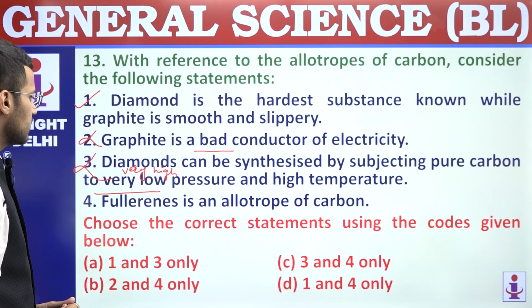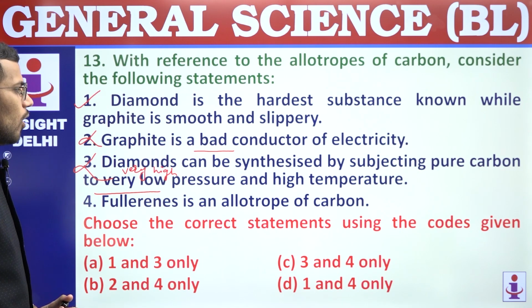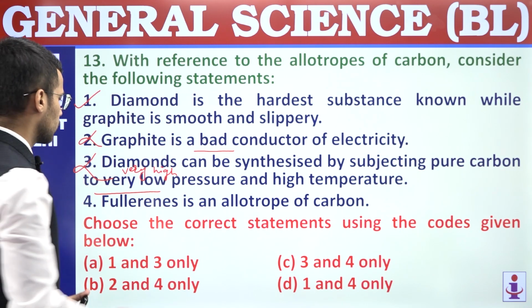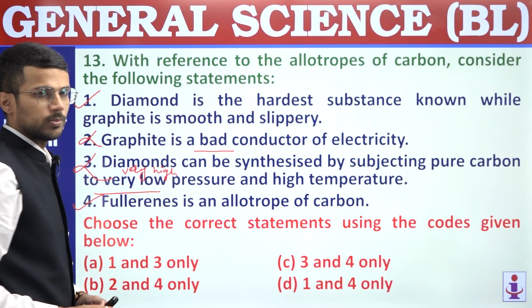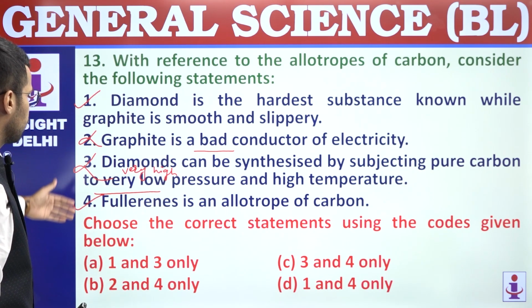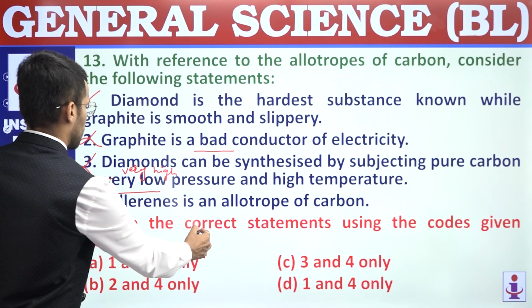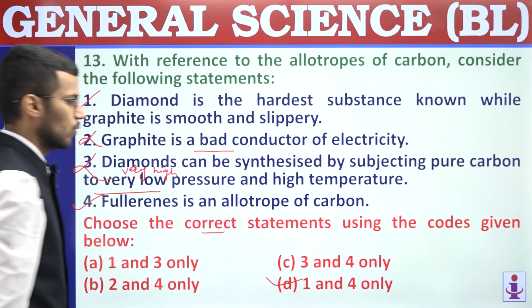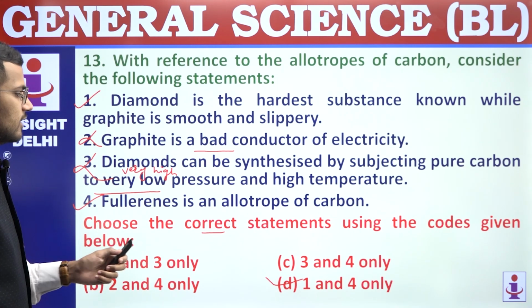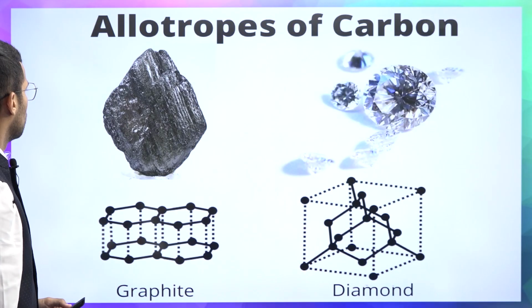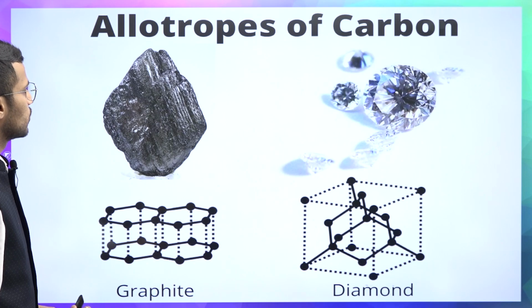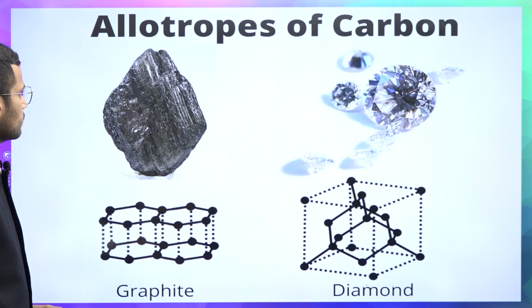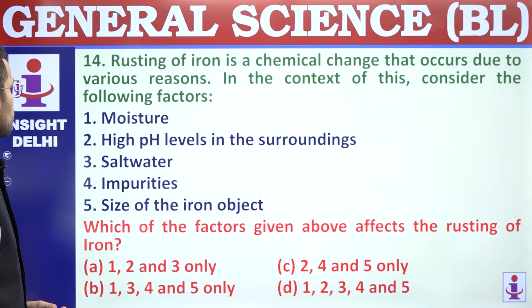Fourth, fullerenes is an allotrope of carbon, right? So correct statement, fullerenes are an allotrope of carbon. So the first and fourth statements are correct. We are supposed to find out correct statements only. Answer is D, 1 and 4 only. Question number 13, answer is D. So these are allotropes of carbon. Next, 14th.